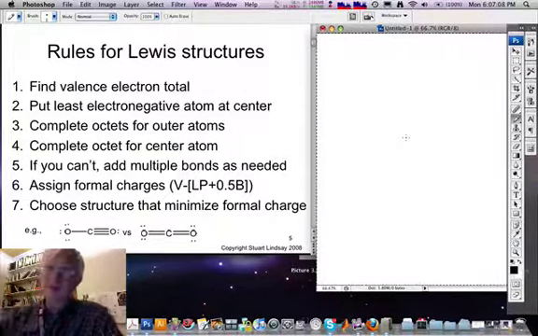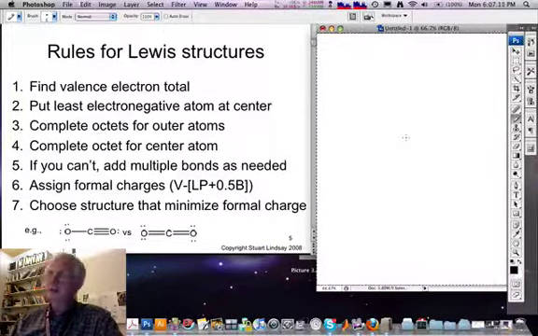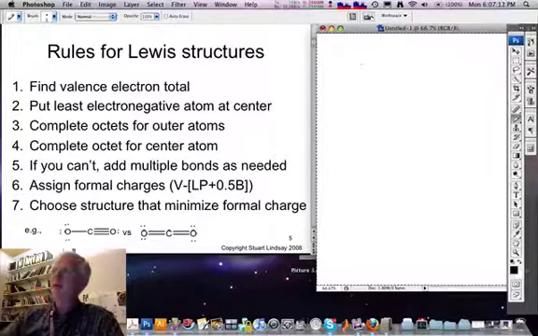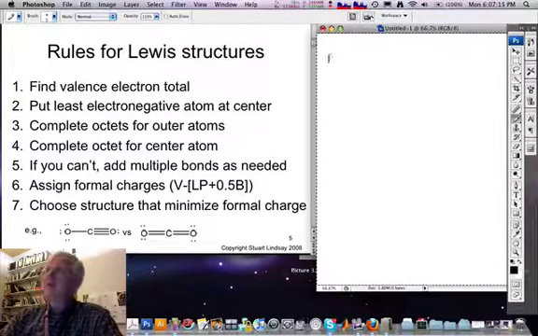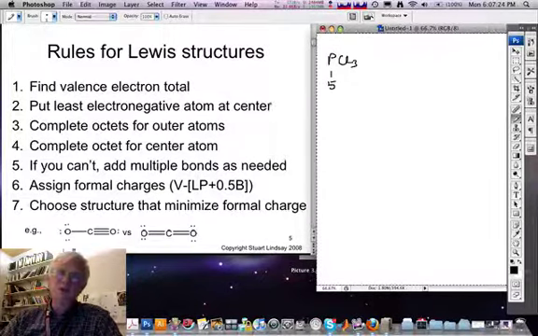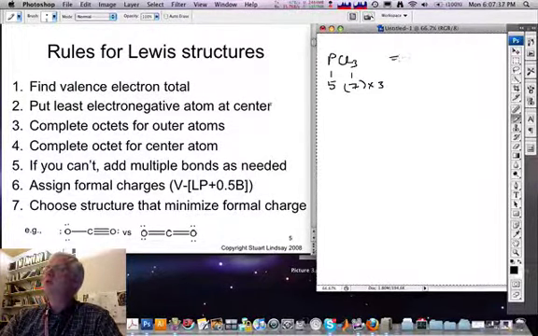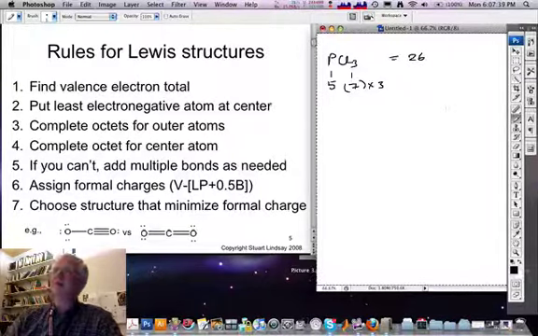The first step is to find the total number of valence electrons present in some compound. Let's take phosphorus trichloride as an example. We have a total of 5 valence electrons in the phosphorus, which you can find out if you go to the periodic table and see which column it sits in. We know that the chlorines each have a total of 7 valence electrons, and there are 3 of them. So this means a total of 26 valence electrons.